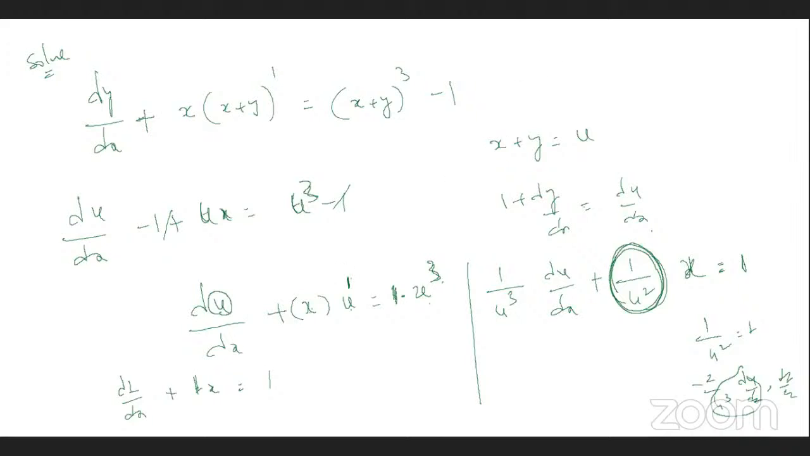Multiply with minus 2. What is my p after multiplying with minus 2? P is minus 2x, and q is minus 2. So what is the solution of this? T into integrating factor equals the integral of integrating factor into minus 2 dx plus c.